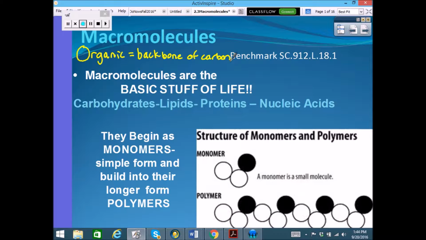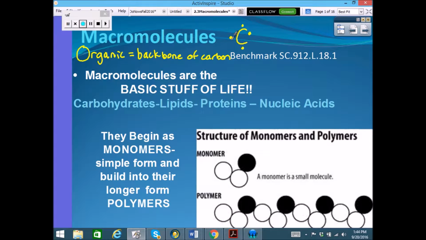Now, why is it carbon that is the backbone of all living things, and why do we use the term organic? It's because carbon is versatile in the fact that it can create 4 unique bonds. So it can create one bond here, a bond here, a bond here, and a bond here. And because it can create those 4 different bonds, it can create straight chains, branches, mega molecules. It can attach to itself. It can attach to almost anything out there.